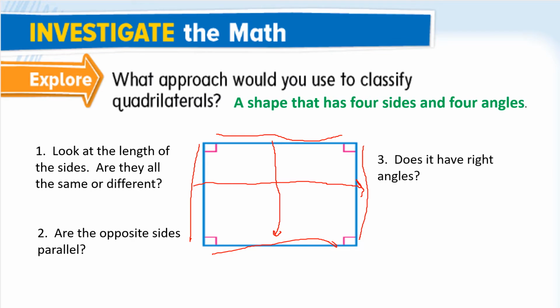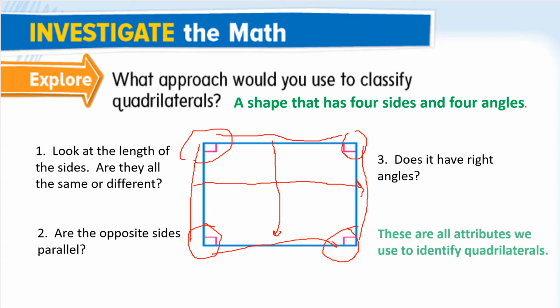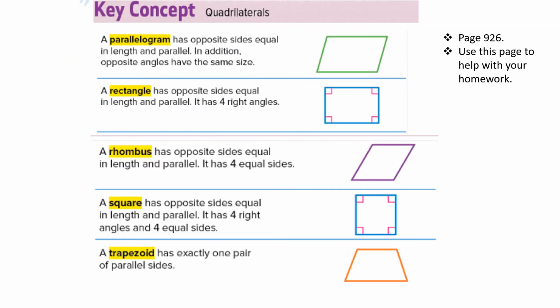Another thing we need to look at is, does the shape have right angles? And that little square in the corner tells you, yes, this particular shape has all right angles. So looking at the length, looking at the parallel sides, and looking at the angles are all attributes or qualities that help us identify quadrilaterals. So page 926 in your math book has this all labeled out for you.